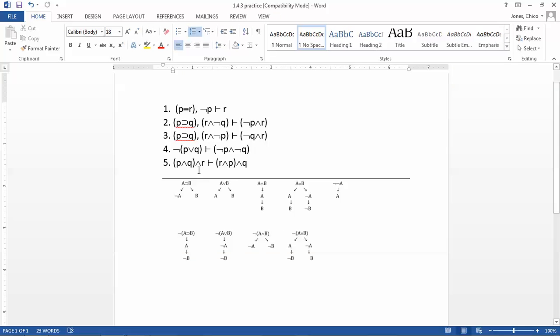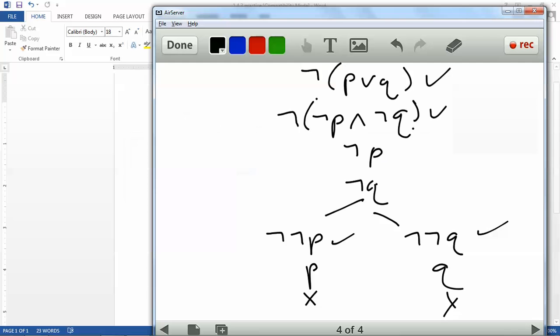Alright, last one is number 5. P and Q and R entail R and P and Q. Yeah, because this is saying, look, P and Q is true and R is true. Both of those things are true. And then when you look at this, what does P and Q being true mean? It means that P is true and Q is true. So yeah, this is going to be valid. I already know, but let's do it anyway. So let's see what we got.